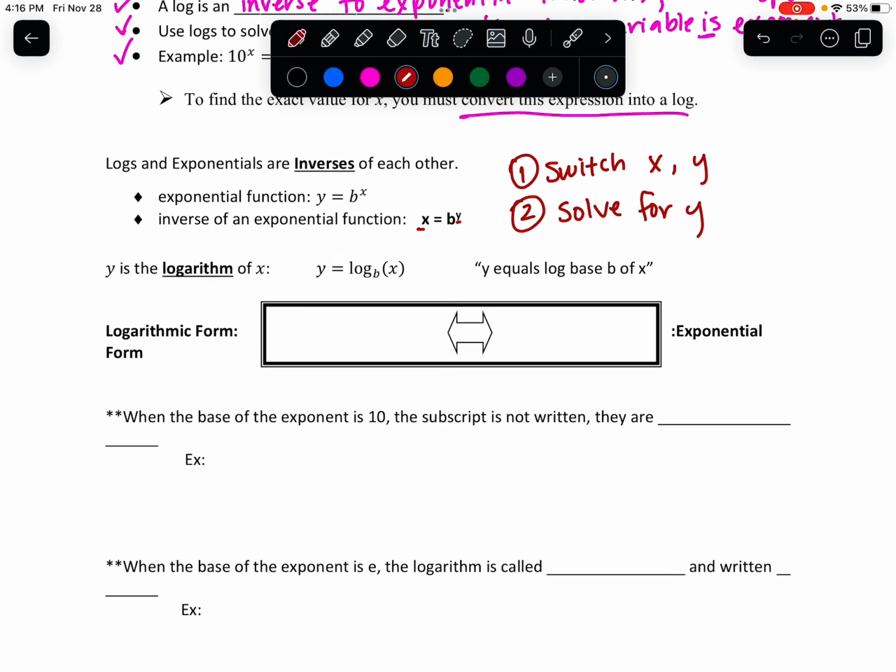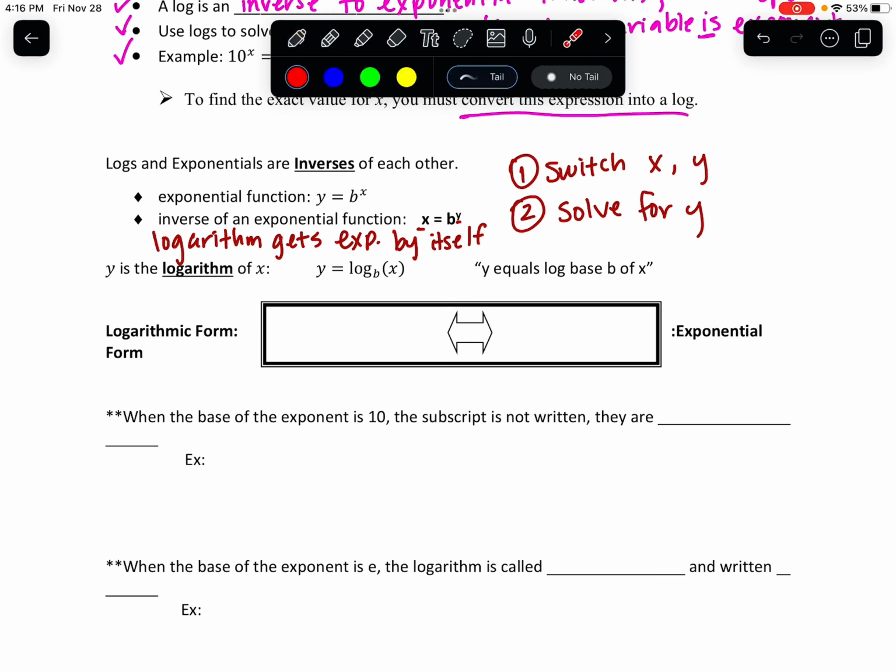So logarithm, once again, I'm going to repeat this so many times that you're going to know that a log gets the exponent by itself.